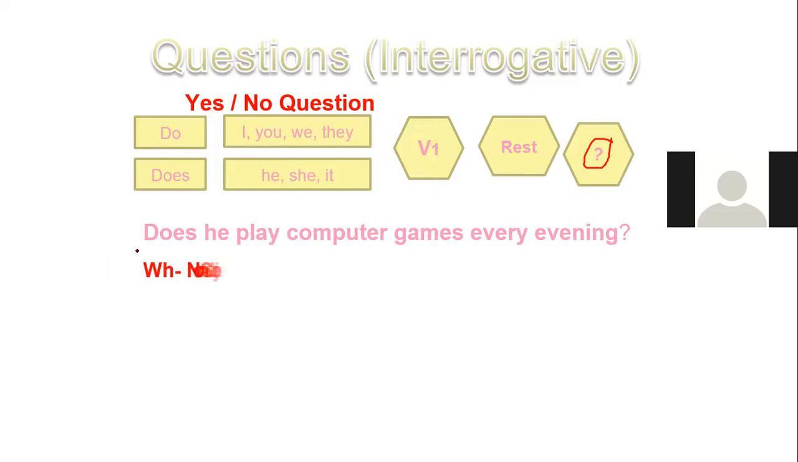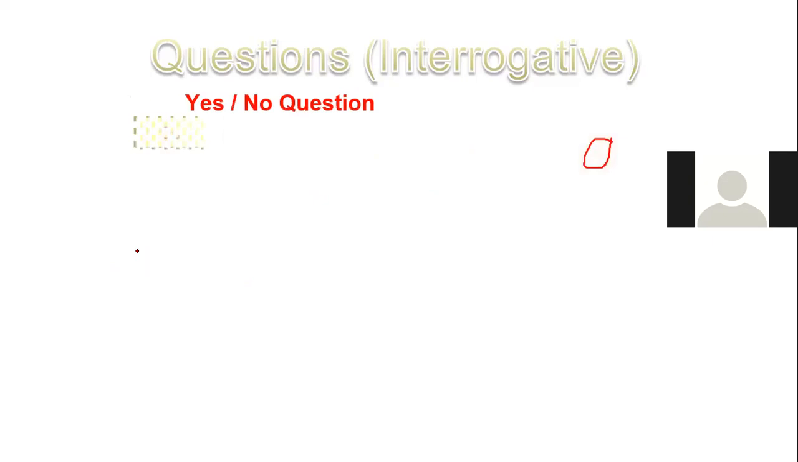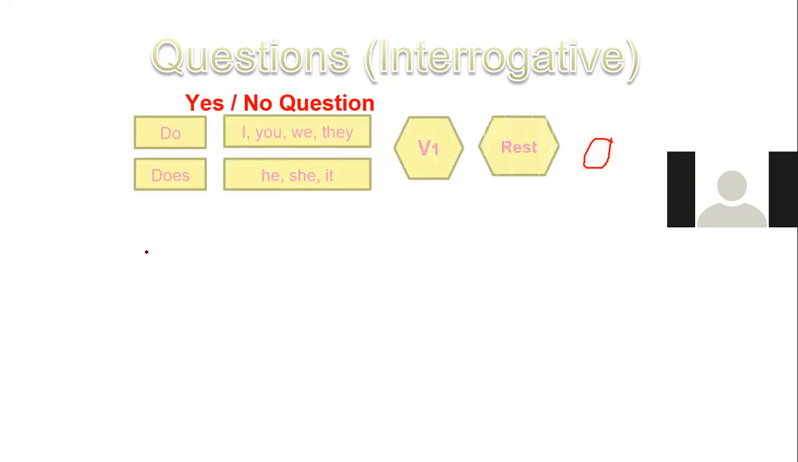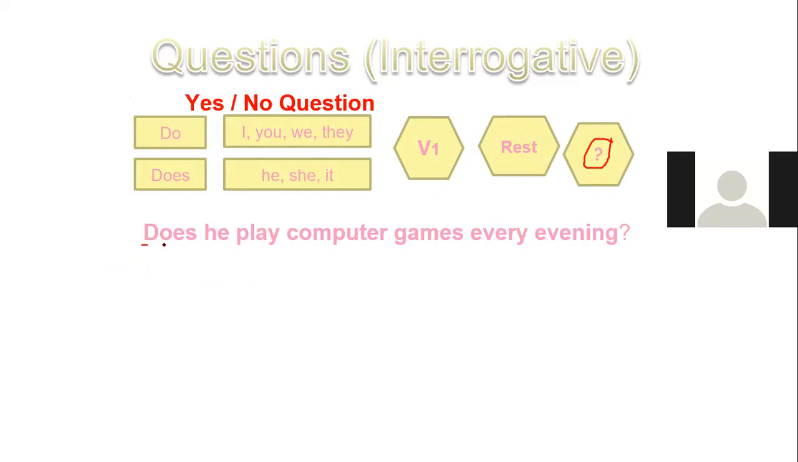Example, does, sorry, just a second. Does he, then the subject, he. Since he is singular, we use does, then the subject, he. Play, then the verb play with no s. Computer games every evening, question mark. Do you study English every day? Question mark.